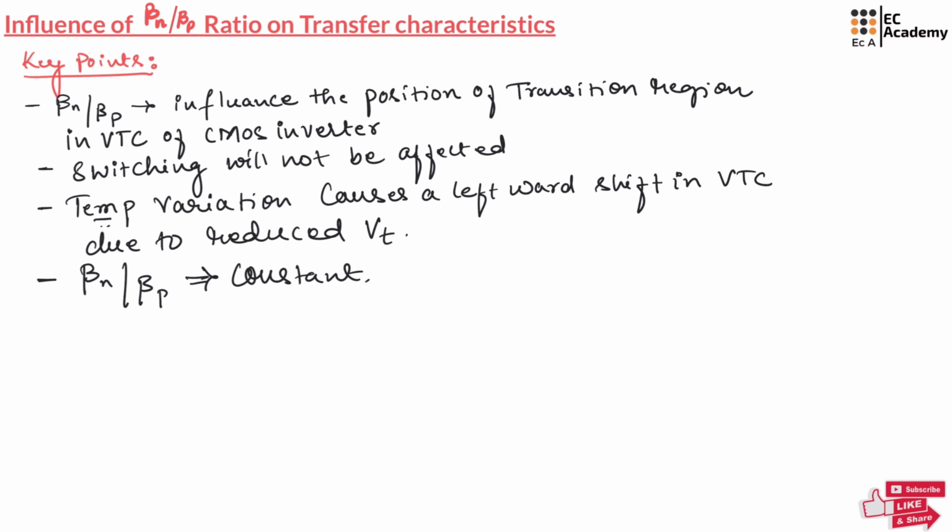This is about the influence of beta n by beta p ratio on transfer characteristics. Understanding these concepts is crucial for designing reliable CMOS circuits. By adjusting the beta n by beta p ratio and accounting for temperature effects, engineers can optimize the inverter performance for various applications.